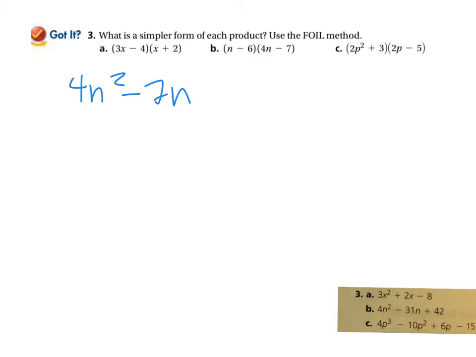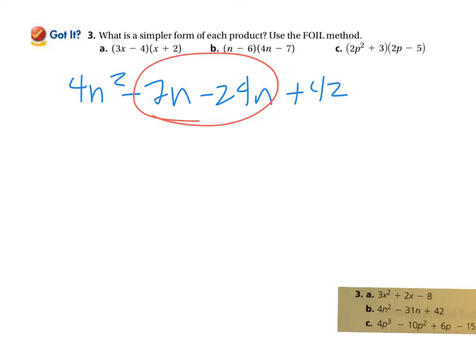Inner terms, negative 6 times 4n is minus 24n. And the last terms, negative 6 times negative 7 is a positive 42. So we go back and we take a look and combine like terms here. First off, obviously 4n squared doesn't combine with anybody. Negative 7n minus 24n is negative 31n. And then just bring along the plus 42 for the fun of it. So there's B for you.